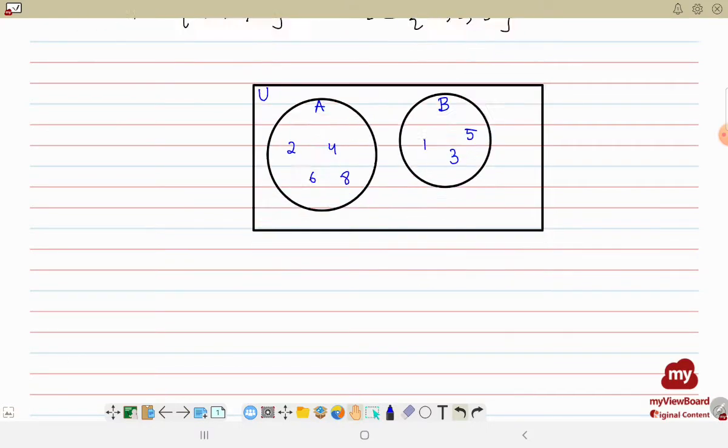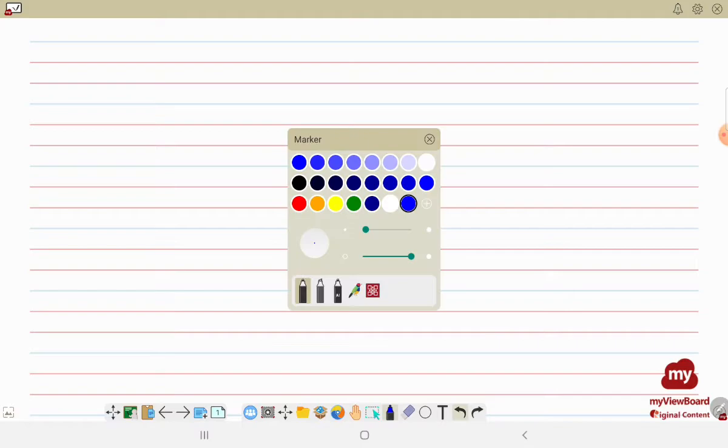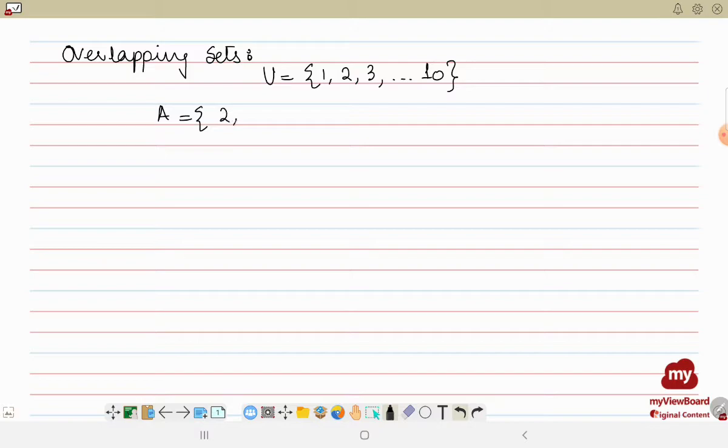Now we'll be discussing the overlapping sets. So what are overlapping sets? Again, we'll be taking one example. Let's say the universal set is equal to 1, 2, 3 up till 10. And set A is, let's say, 2, 4, 6 and 8. And set B is, let's say, 1, 4, 6 and 10.